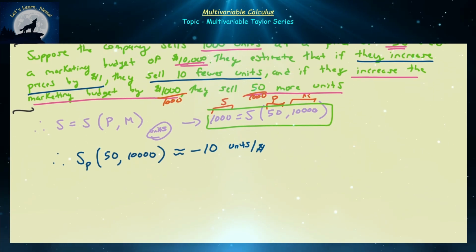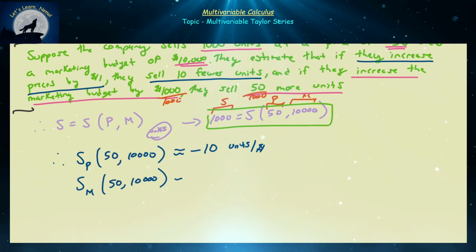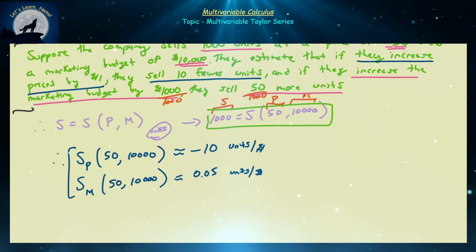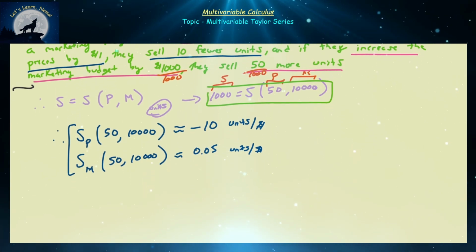So from that information, if we take the derivative of S with respect to M at this point, 50 and 10,000, that's going to be approximately equal to 50 divided by 1,000. That would be equal to 0.05 units per dollar. Right? So we have that information. And keep in mind, 50, 10,000 is our point of reference.